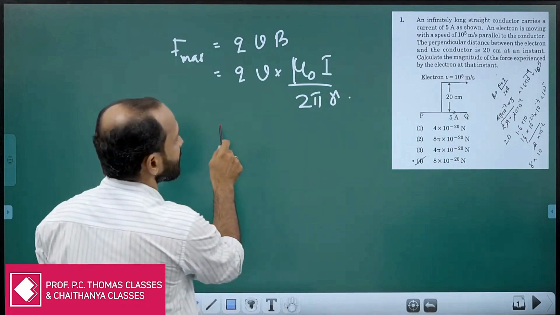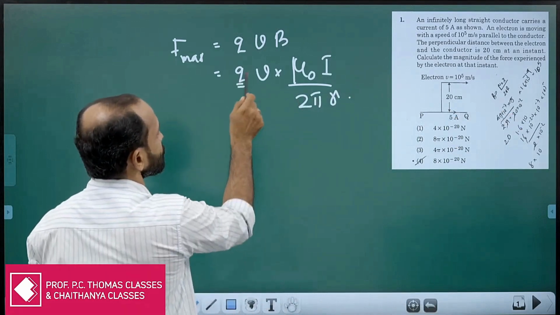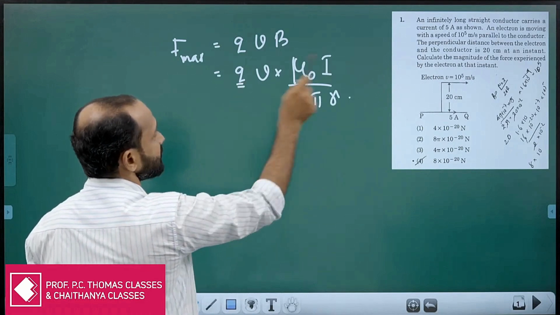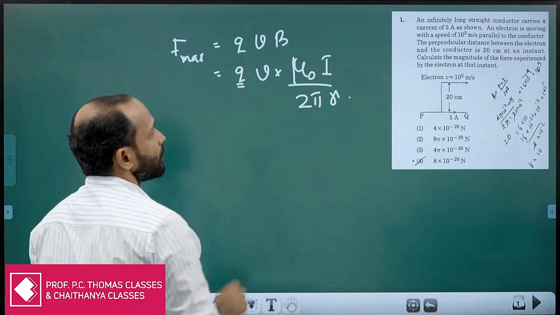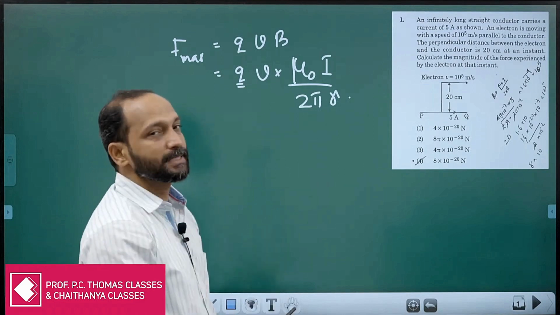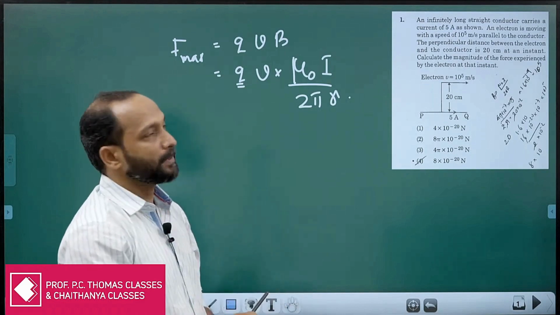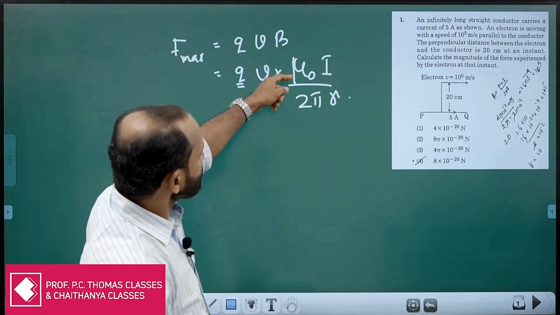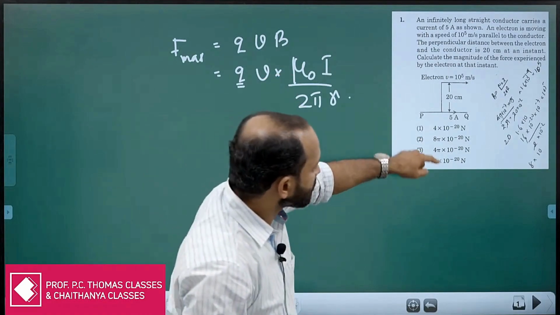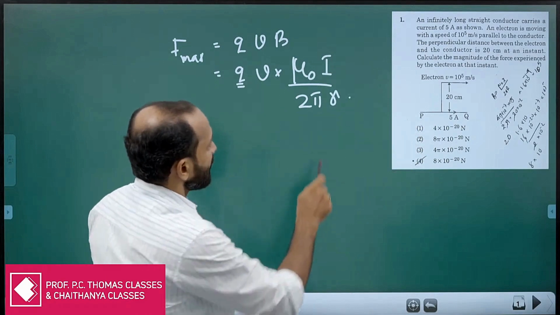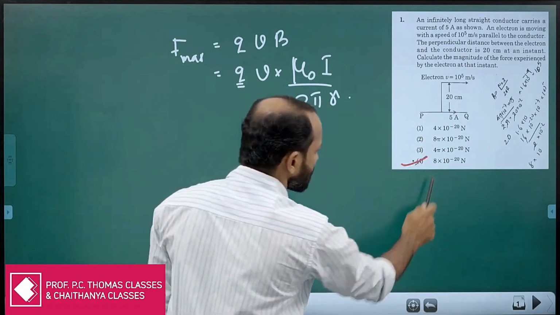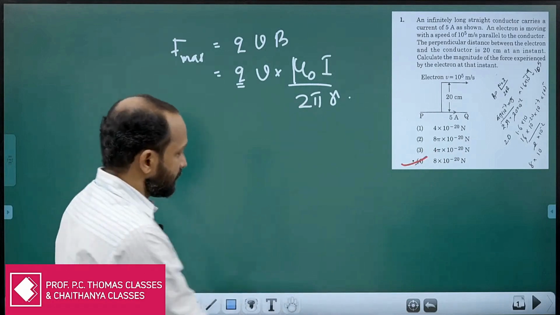Okay, now only direct substitution. The value of Q is known to you, 1.6 into 10^-19, the charge on the electron. Velocity is given as 10^5 meter per second. Now mu 0 is 4 pi into 10^-7. It is clear 4 pi and 2 pi cancel, so pi will not appear in the answer. So on calculation you get the correct answer as option 4. 4 is the right choice. Okay. The next one.